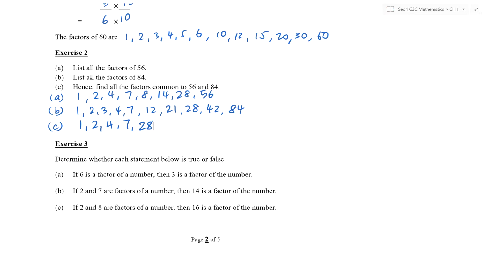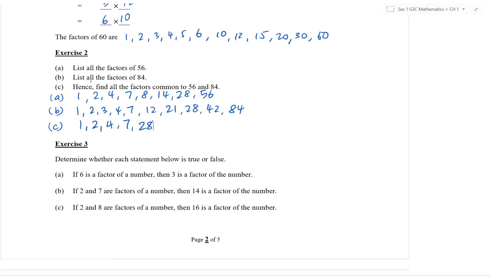Okay, now exercise 3. If 6 is a factor of a number, is this difficult to imagine? If 6 is a factor of a number, think about it, what does that mean? 6 is a factor of the number. What could that number be? Multiple of 6. So maybe like 12, 18, right?